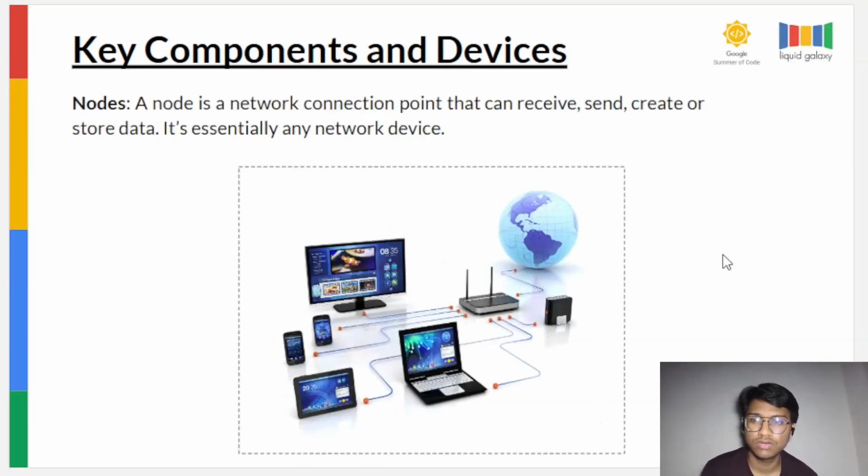Next thing is the node. A node is a network connection point that receives, sends, creates, or stores data. It can be any network device, like a computer, printer, modem, bridge, or switch, that can recognize, process, and transmit data to another network node. Each node requires some form of identification. We have seen the IP address, which is the identification for each node, or maybe the MAC address, to get access to the network.